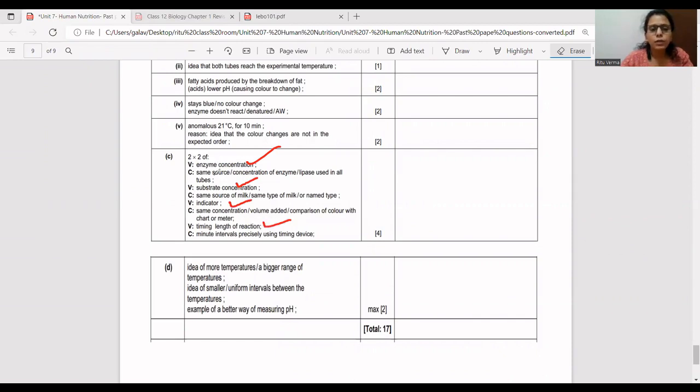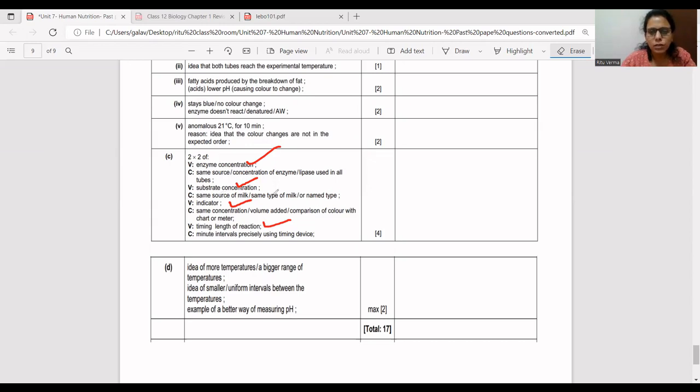So the first variable, if you're writing enzyme concentration, means that in all 3 setups a similar or same amount of lipase enzyme should be used. If you add, for example, in one test tube only 1 ml of lipase, in the second 2 ml of lipase, and in the third test tube 3 ml of lipase, obviously the test tube which has more lipase will digest the fat faster, because the manpower is more, isn't it? Because the enzymes are more.